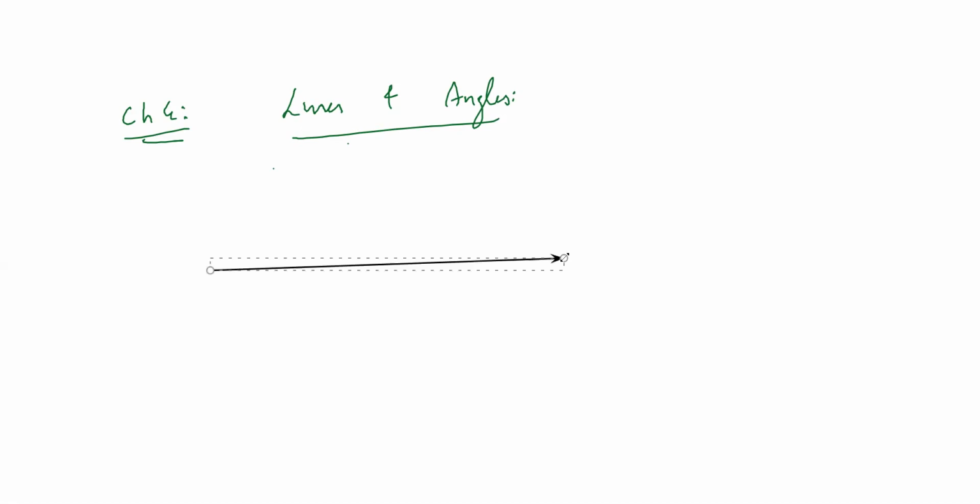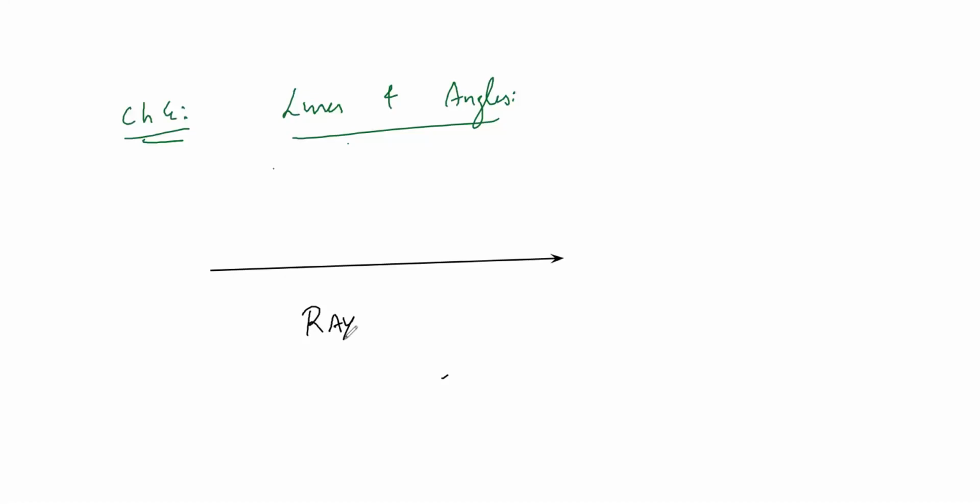So chapter 4, lines and angles. A very interesting chapter. Okay, as well as a very easy chapter. So we have to understand what this thing is. This is called a ray.